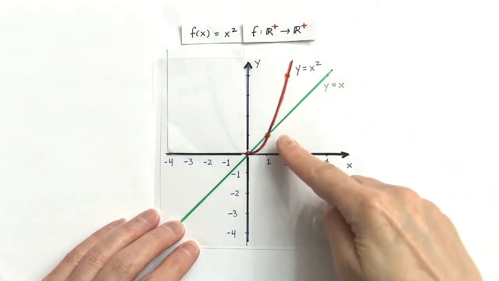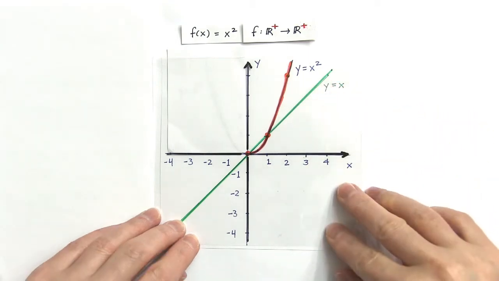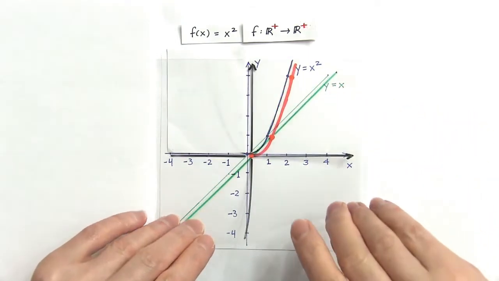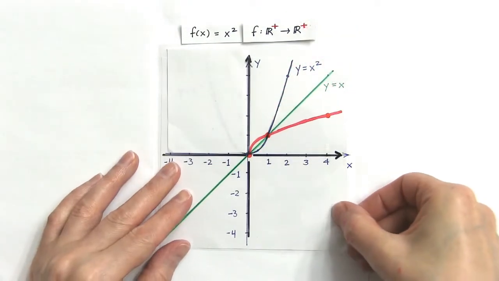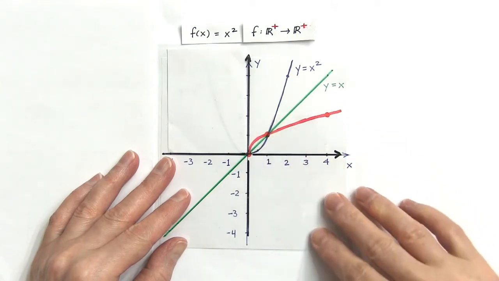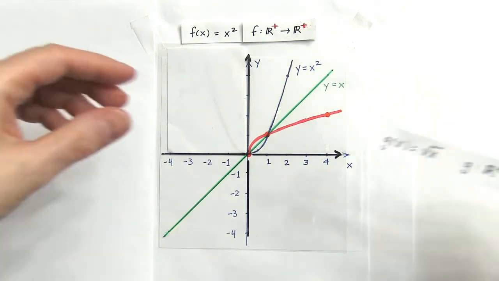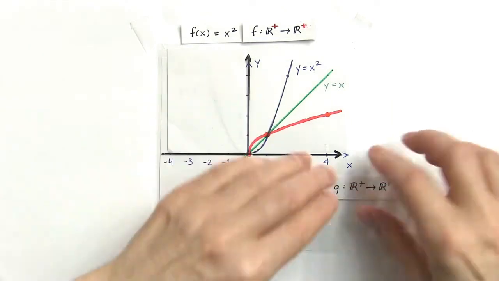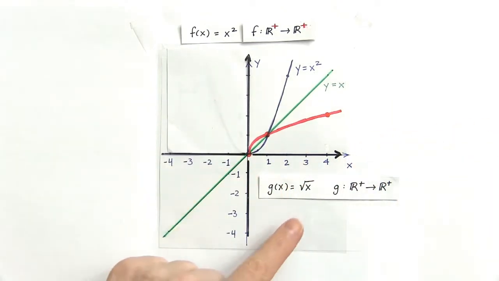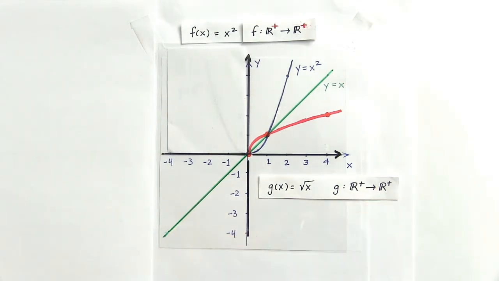So when we take the right-hand side of the x squared function and reflect it across the line y equals x, like this, this time we do get a function, the square root function. So the right-hand side of f, when we restrict f in this way, does have an inverse function, namely g is the square root of x, where g maps the non-negative reals into the non-negative reals.